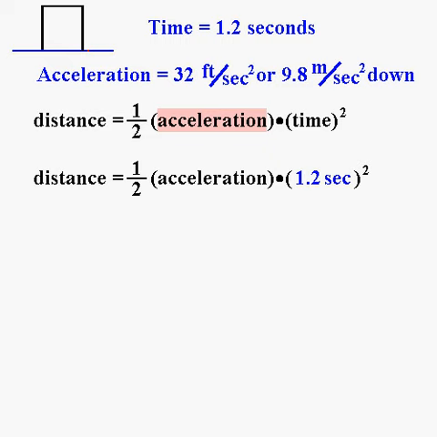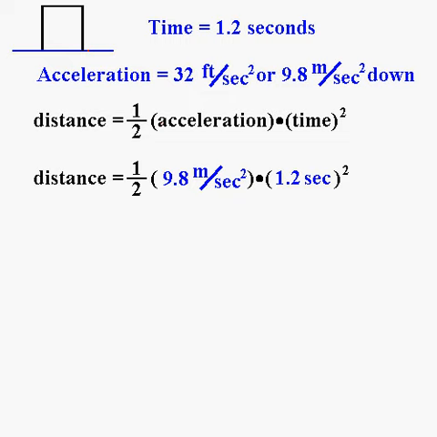What about acceleration? Well, the acceleration is either 32 feet per second squared or 9.8 meters per second squared, depending on the units we want. Well, the problem asks for the answer in meters. So we had better use 9.8 meters per second squared. That'll give us the right units in our answer. So our distance then is 1/2 times 9.8 meters per second squared times 1.2 seconds squared.